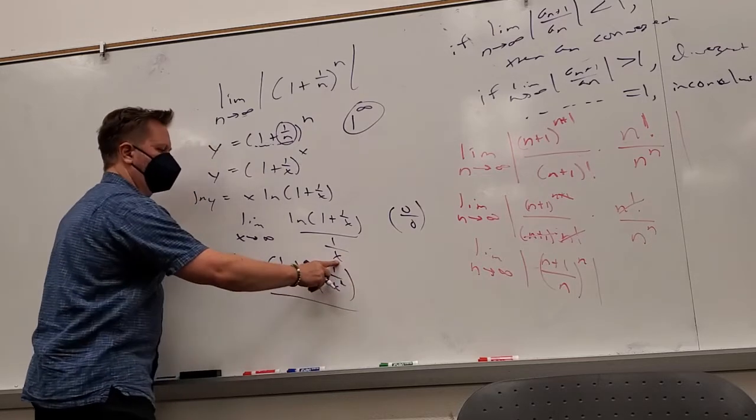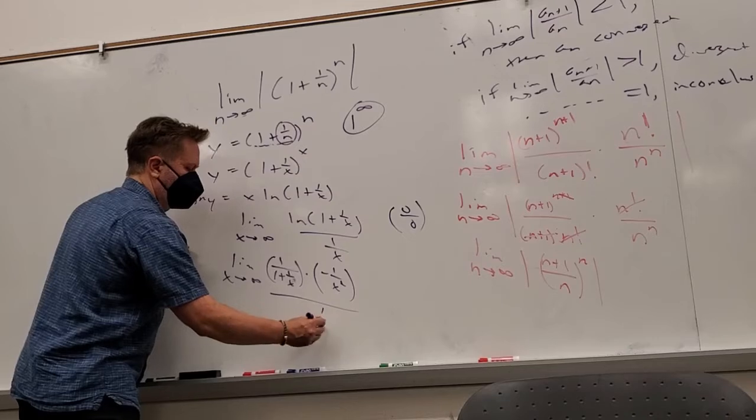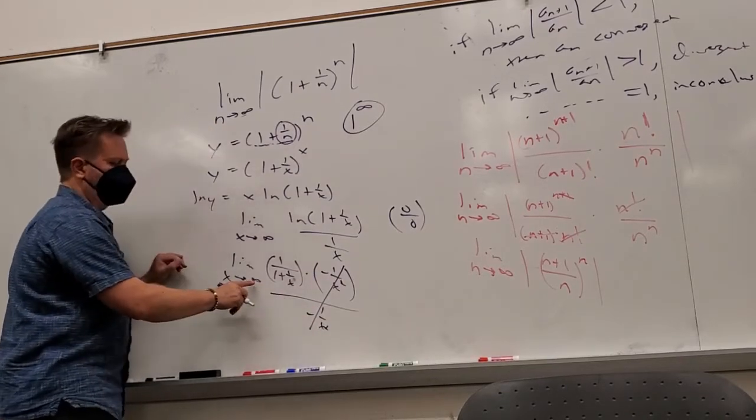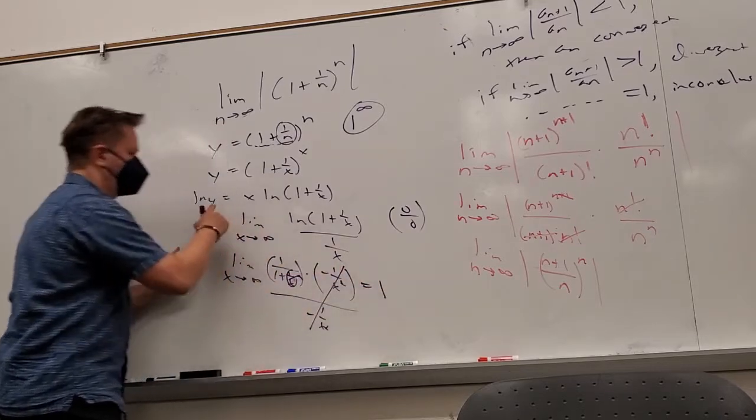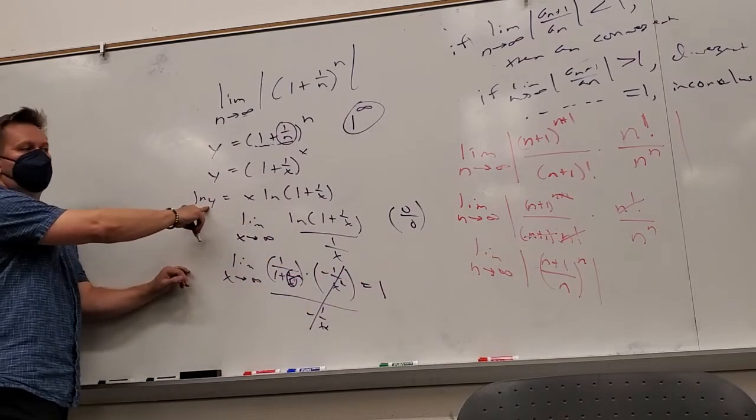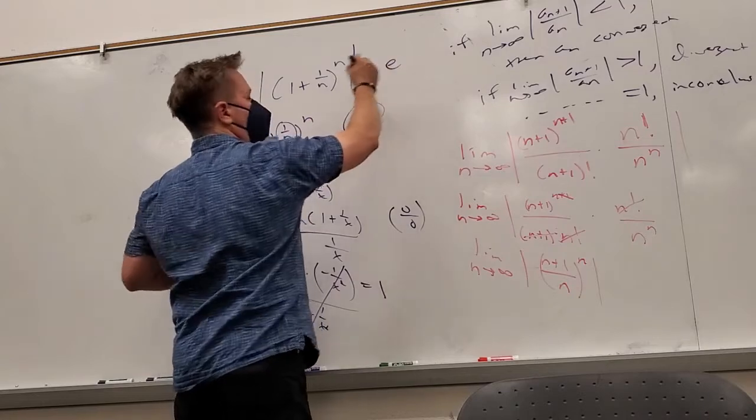And what's the derivative of 1 over x? Minus 1 over x squared. Yeah, these cancel. And what do I get when I let x go to infinity? 0, so I get 1. That's what natural log of y does. So y goes to e.